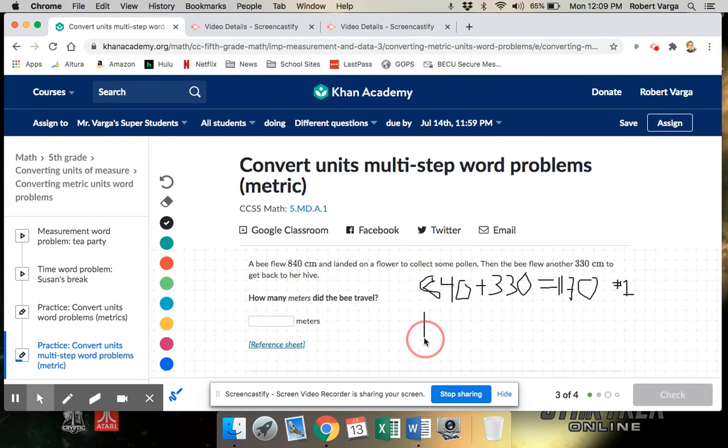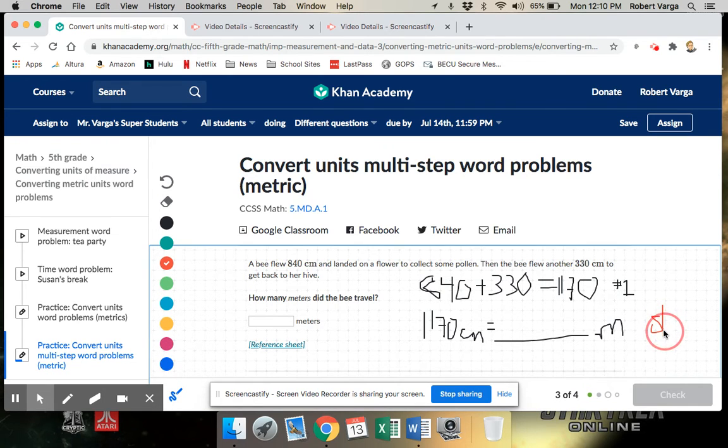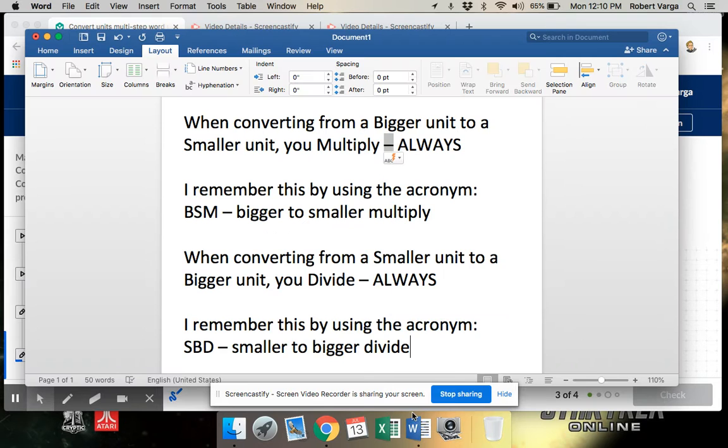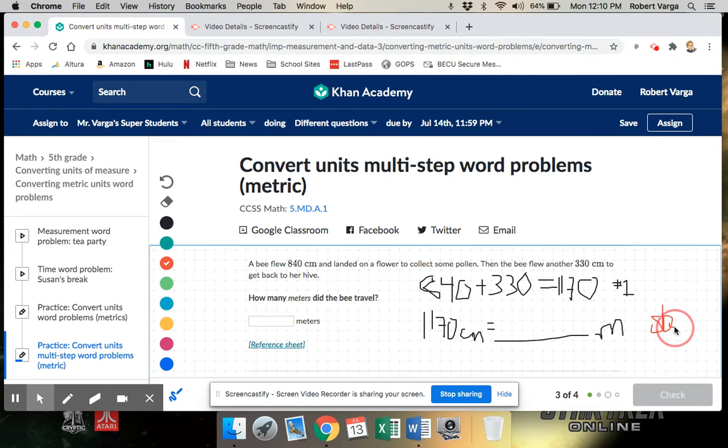Now, step number two is taking the 1170 centimeters and converting that to, what does it say? Right here, it says meters. Okay, so here we've got smaller to bigger. And remember what I taught you in the previous videos. What are we going to do? Oh, let's check it. Smaller to bigger, I always divide. Yes, that is correct. So we are going to divide.